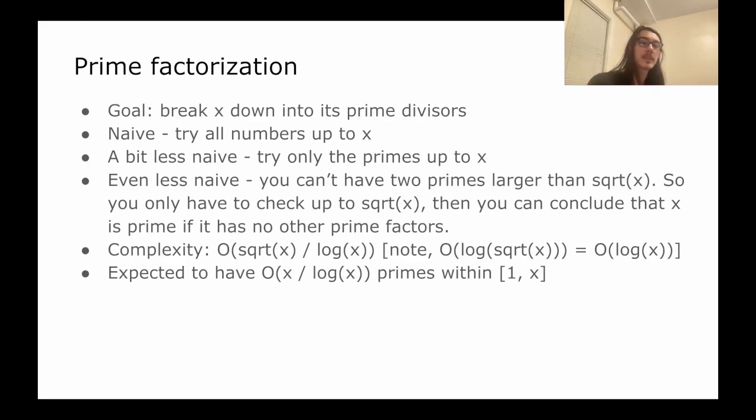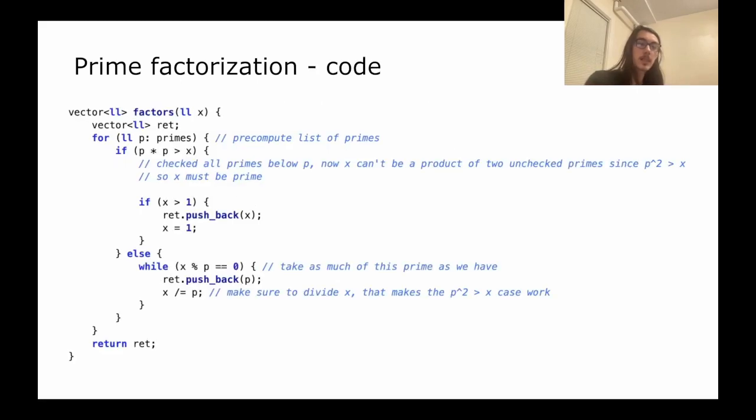So the overall complexity is square root x because you only go up to square root, and then divide that by log because you're only trying prime numbers. Code for doing this is here. I think it's commented pretty well.